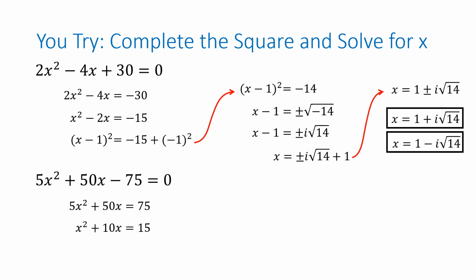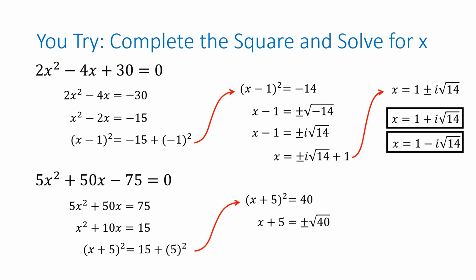So we complete the square by adding 5 squared to both sides, and we get x plus 5 squared equals 15 plus 5 squared. 5 squared is 25. 15 plus 25 is 40. So we get x plus 5 squared equals 40. We take the square root of both sides and include a plus or minus on the right-hand side, and we get x plus 5 equals plus or minus the square root of 40. At this point, if you want to rewrite the square root of 40 as 2 square root of 10, you can do that.